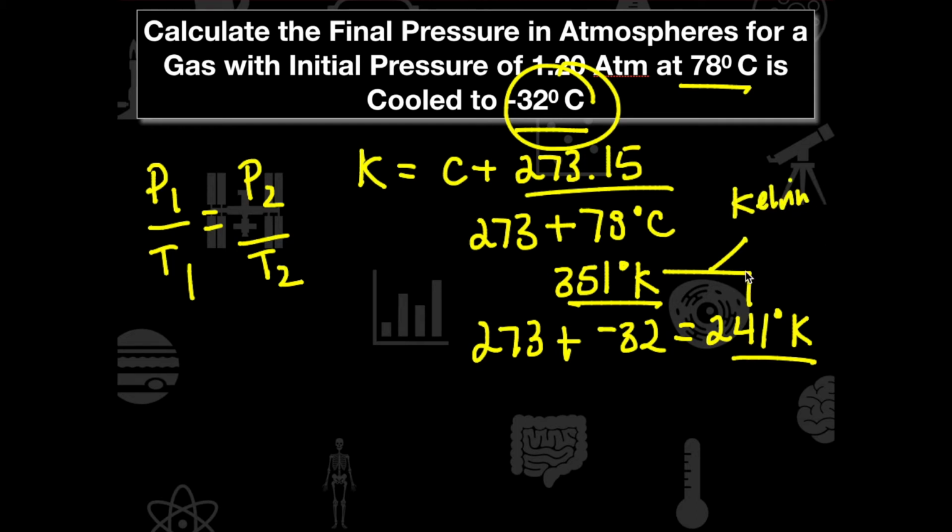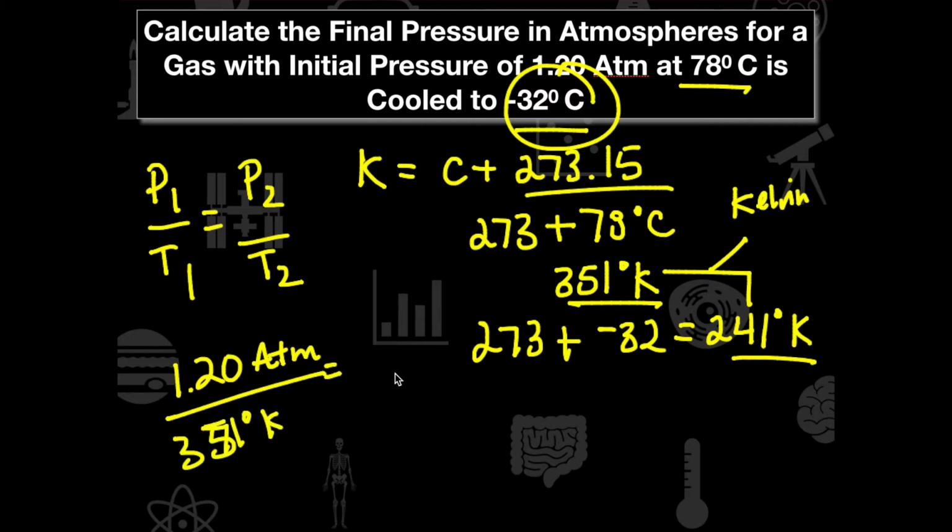Now we can go through and do the calculation. So we're going to put in 1.20 atm. We're going to put this over our initial temperature, which is 351 degrees Kelvin. Set that equal to P2, which is what we're solving for, over 241 degrees Kelvin.